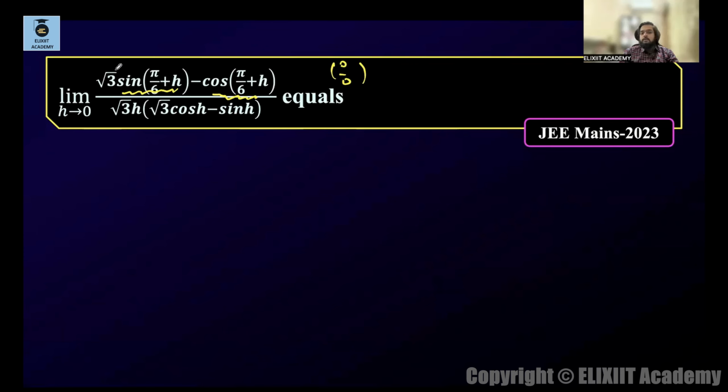So here we have root 3. The moment you see this format, the first thing is you bring it into some standard format. See, here we have sin pi by 6 plus h. So this clearly gives one idea that here we have to multiply and divide by 2. If you multiply and divide by 2, so this will become what? Root 3 by 2 times sin pi by 6 plus h and minus cos pi by 6 plus h.